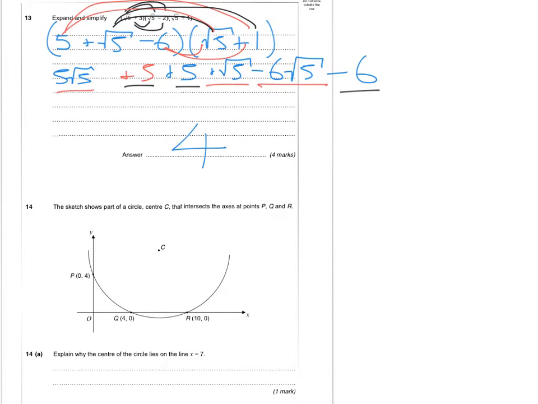The sketch shows part of a circle, centre C, that intersects PQR. Explain why the circle lies on the line x equals 7. The line from the centre to the edge will bisect that chord. So it's on the midpoint of (4, 0) and (10, 0). The middle of 4 and 10, 4 plus 10 divided by 2, is equal to 7. So 7 is the x coordinate of the midpoint.